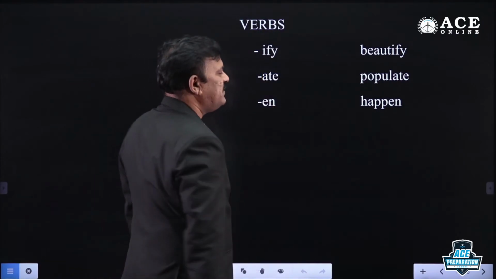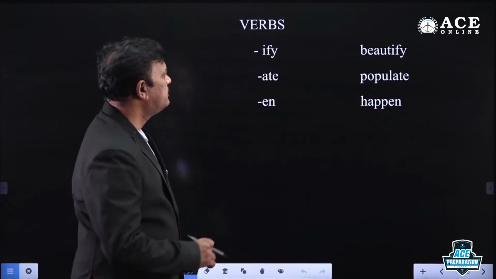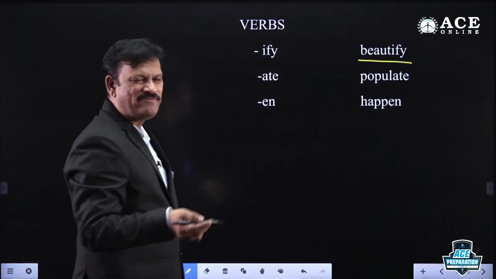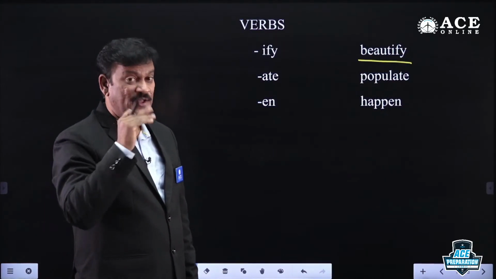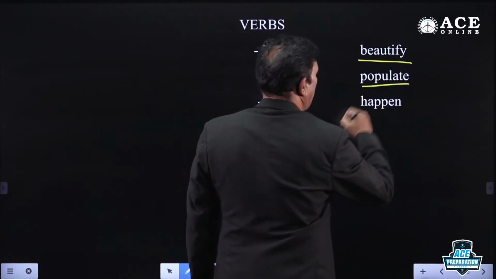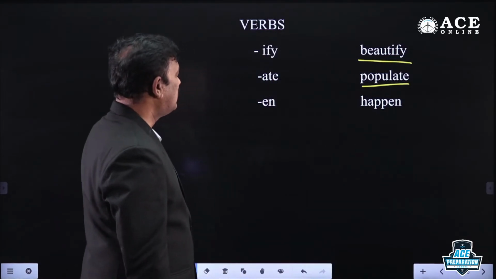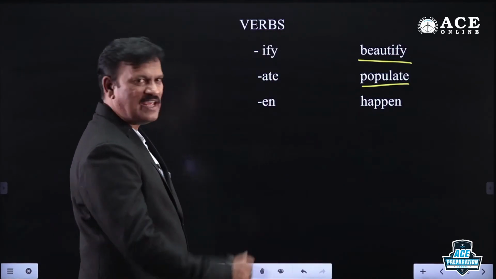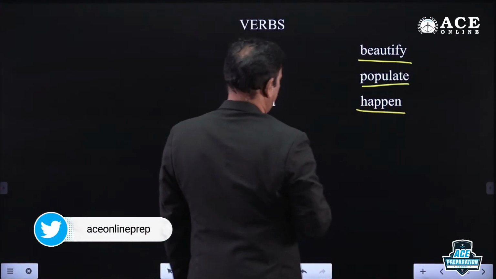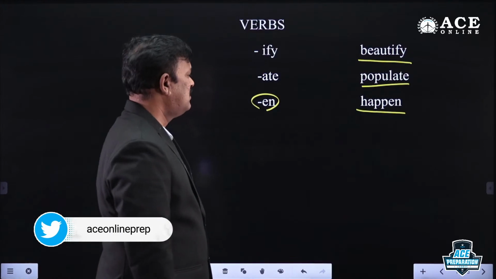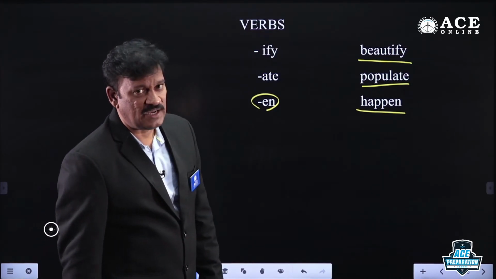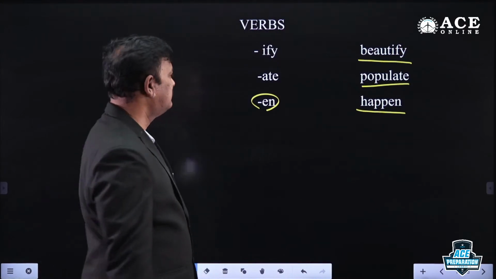These suffixes help me to identify verbs. Beautify is a verb. Simplify, classify, rectify, populate, eliminate, emanate, happen, straighten. Okay, give me some more words that end with these suffixes. That's your target, which are verbs.